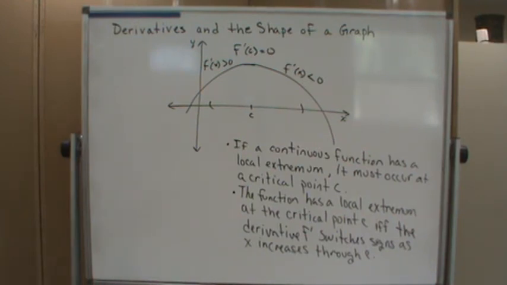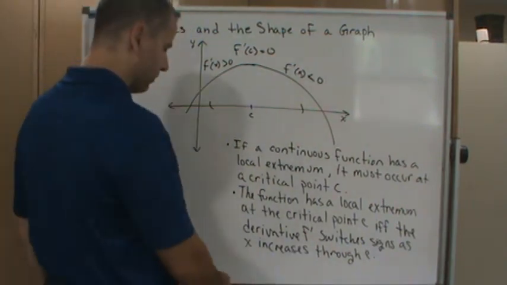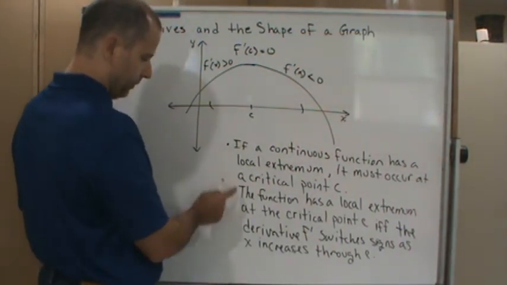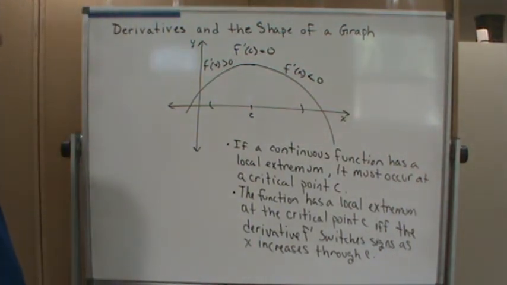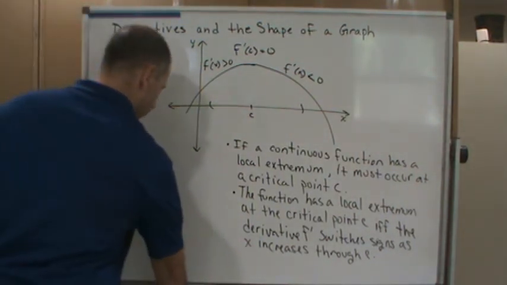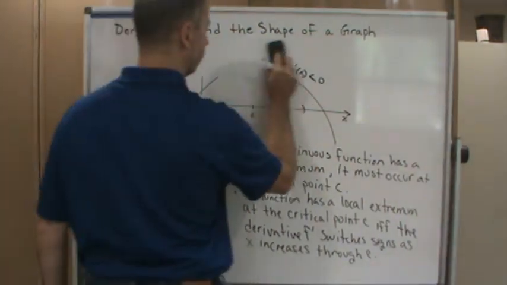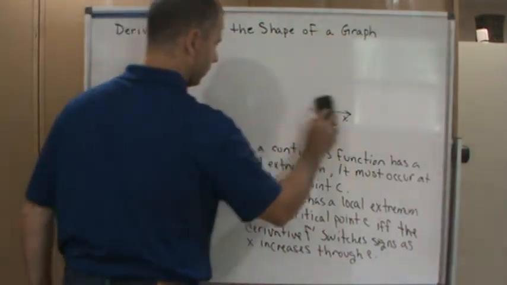is to test whether a function has a local extremum at a critical point C, we must determine the sign of f prime of x to the left and to the right of C. Okay, and so that result comes from these two. Okay, so again, in fact, let me write it down up here so you can have it in your notes.